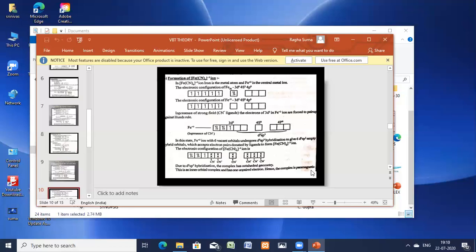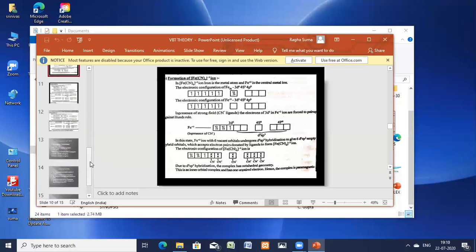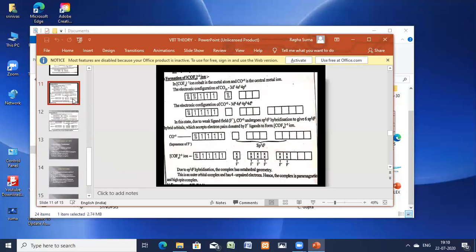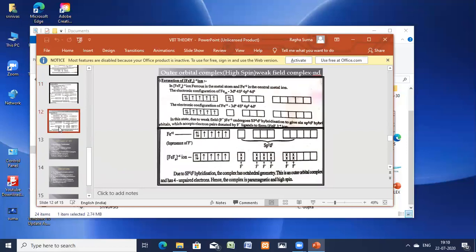I hope you have understood. Now let us see the outer orbital complex. In the outer orbital complex, it is the high spin complex. The orbital involved is the nd orbital. Previously we have seen (n-1)d involvement. Now ns, np, nd orbitals are involved. So that is the outer orbital complex. It is the high spin, weak field complex.